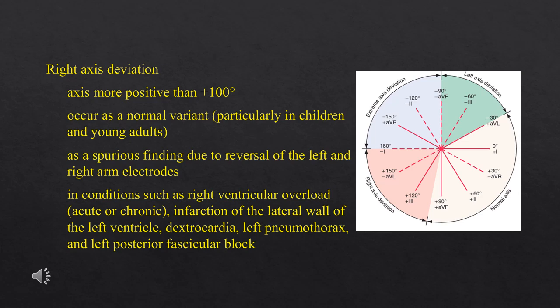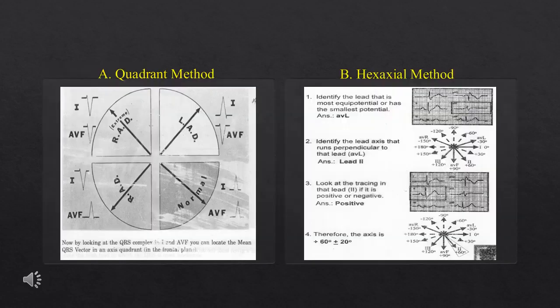You have a right axis deviation if your axis is more than positive 100 degrees. It is usually a normal variant, particularly in children and young adults. It can also be a spurious finding due to reversal of the left and right arm electrodes. But it is usually associated with conditions such as right ventricular overload, infarction of the lateral wall of the left ventricle, dextrocardia, left pneumothorax, and left posterior fascicular block. You can determine the axis by using two methods, the quadrant method and the hexaxial method.